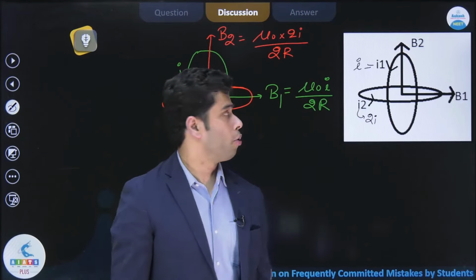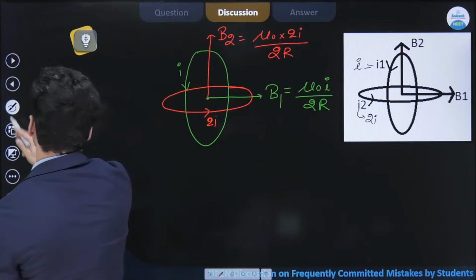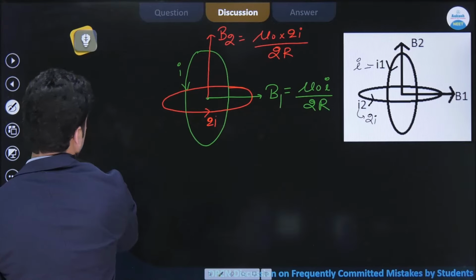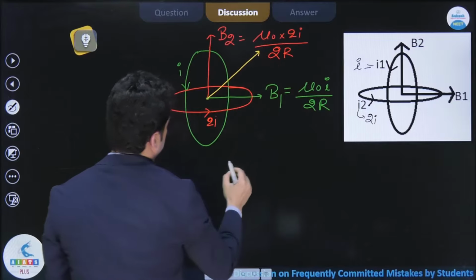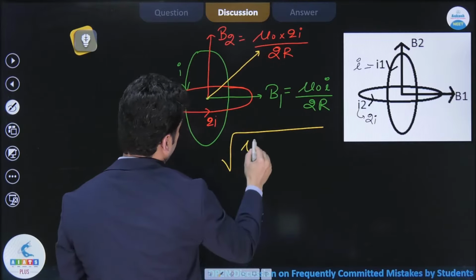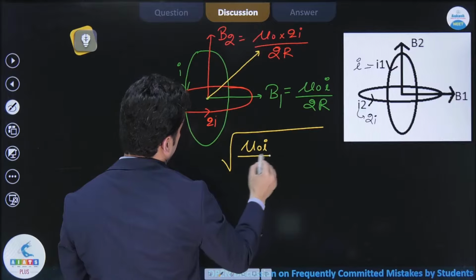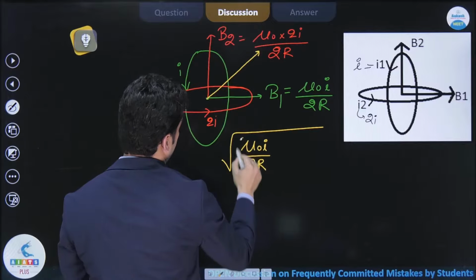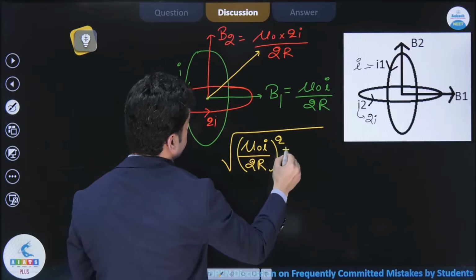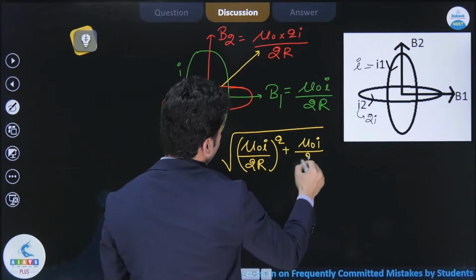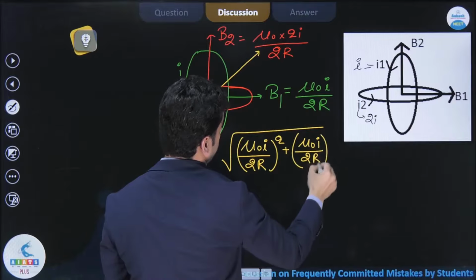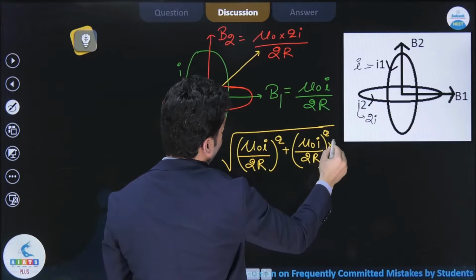Now you need to figure out the resultant field. So the resultant field will be something like this, and this resultant will be equal to under the root of (mu naught I by 2r) whole square plus (mu naught I by 2r) whole square into 4.